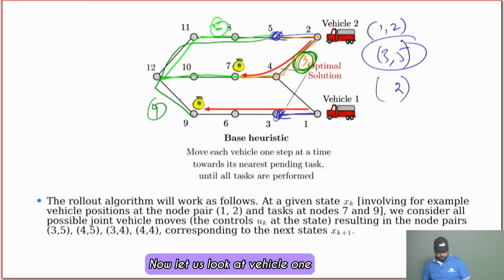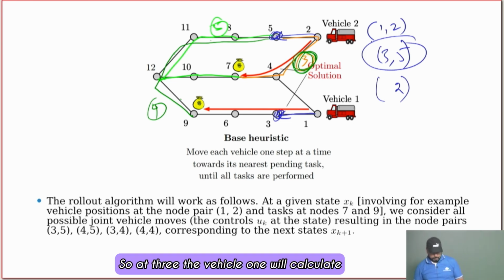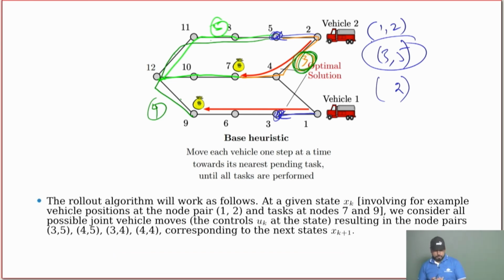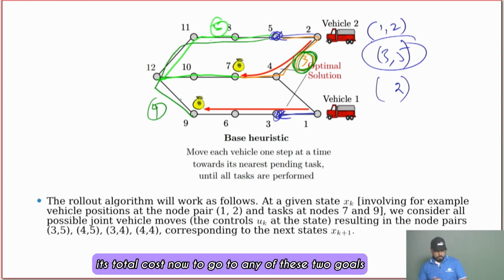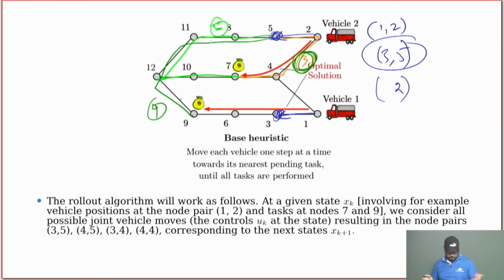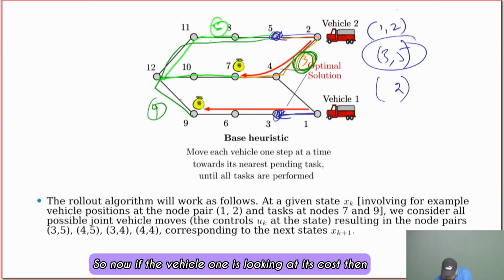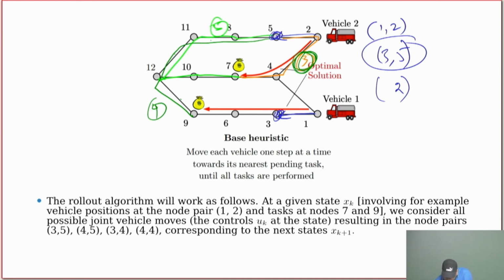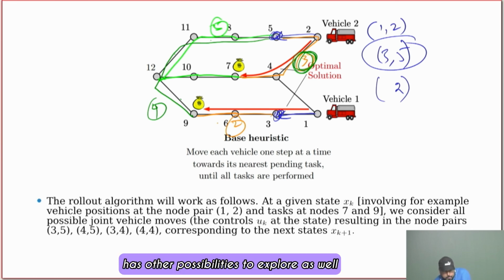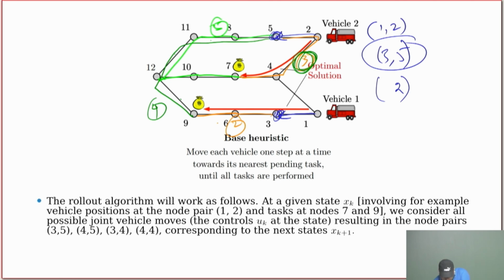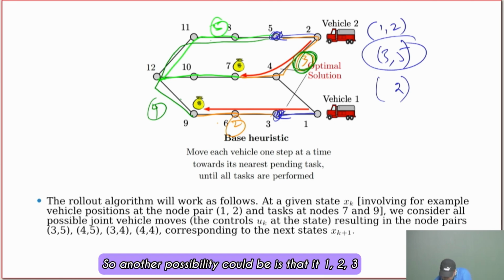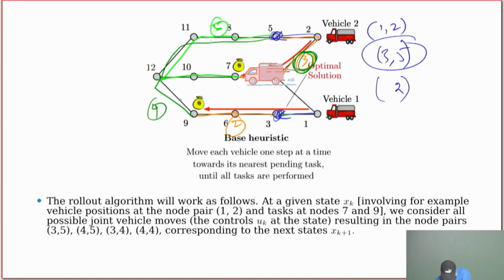Now let us look at vehicle 1. Vehicle 1 is at 3 now. So at 3 vehicle 1 will calculate its total cost to go to any of these 2 goals. It will do the calculation for which of these is nearest. So it sees 1, 2. So this cost is 2 for vehicle 1, and it has other possibilities to explore as well. It may go back also. So another possibility is 1, 2, 3. So this cost is 3.